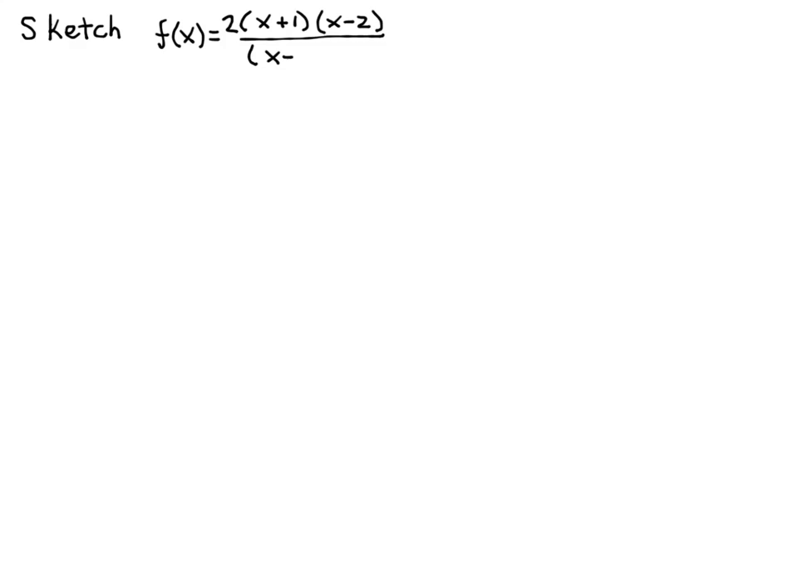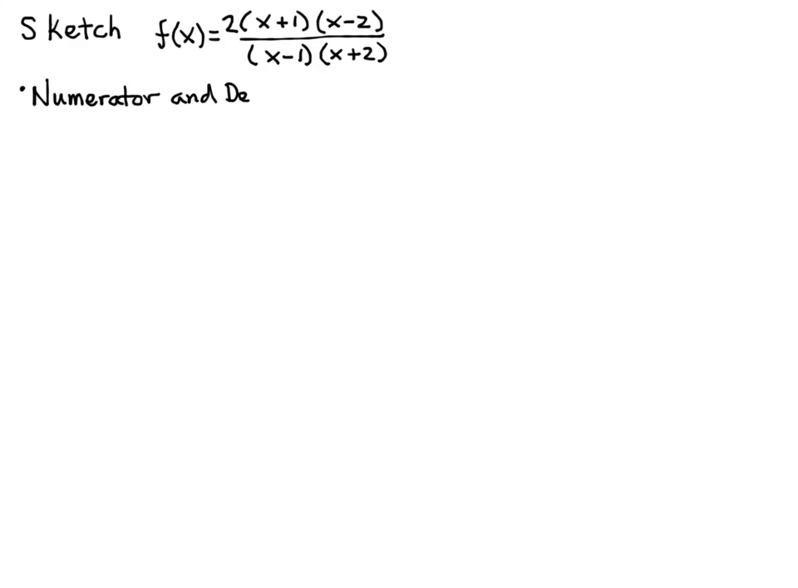I want to sketch 2 times (x plus 1) times (x minus 2) over (x minus 1) times (x plus 2). I look at that and think, is there any simplification I can make in this? And the answer is no. There's no common factor between the numerator and the denominator, so I'm not going to have any of those holes that I just talked about. But let's go through each of the features we were talking about earlier: vertical and horizontal asymptotes, roots, and intercepts. Let's see what we know about this.